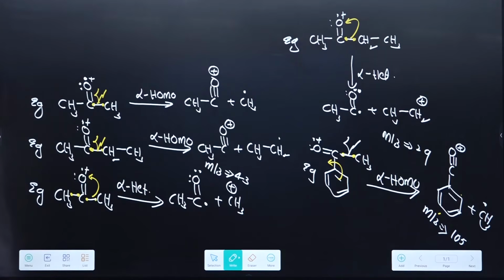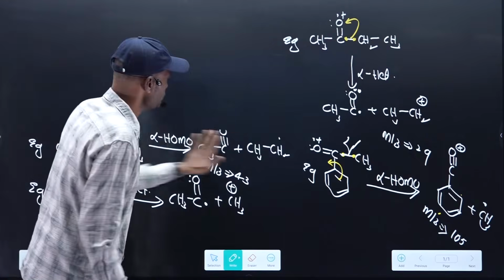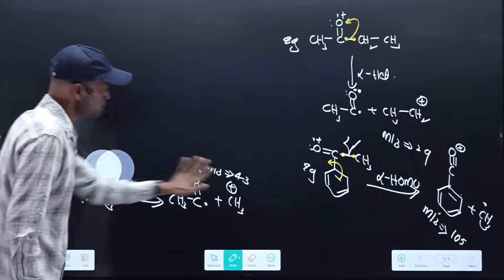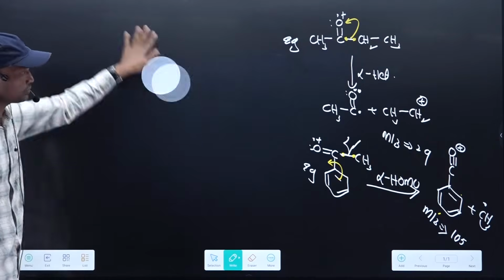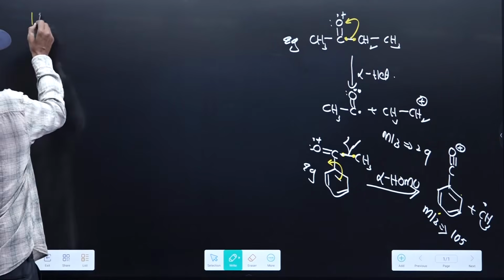Clear? These rules you need to remember. Everywhere it will follow. While explaining a functional group, you need to give the answer for this. Okay. Next, the 16th one. This is the last rule.